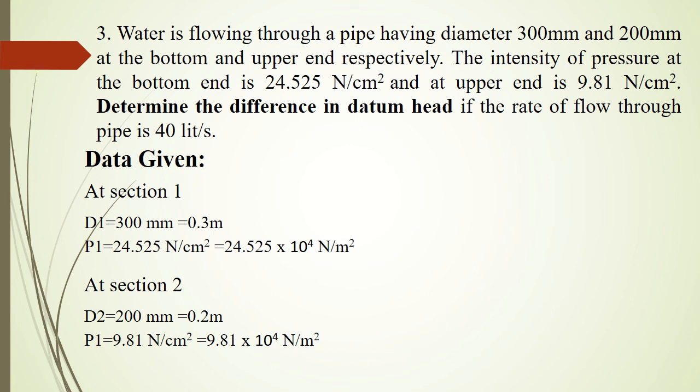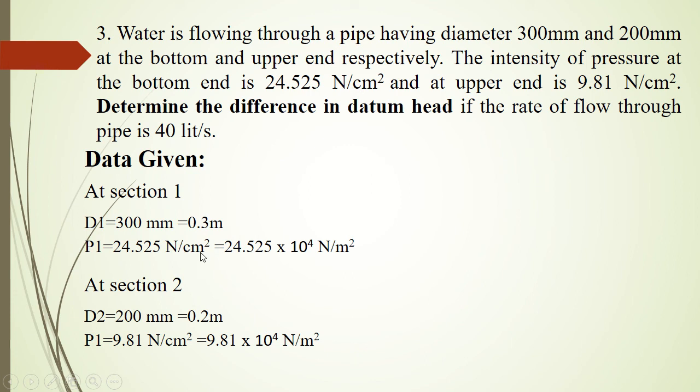That is nothing but Z1 minus Z2, and he has also given the discharge, that is Q, that is 40 liter per second. Okay, so I'll write down the data part. So diameter is 0.3 meter. So P1 is given 24.525 Newton per centimeter square.